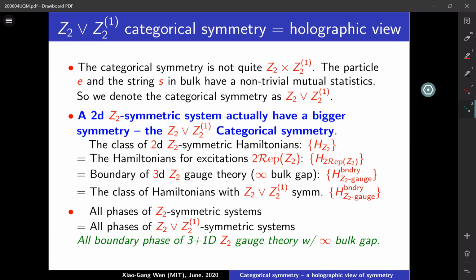So we have several different ways to look at this. We have a class of Hamiltonians specified by the Z2 symmetry. Or we can have a class of Hamiltonians describing excitations in this fusion 2-category. That's a categorical point of view. Or we can have a class of boundary excitations of a 3+1 dimension Z2 gauge theory. These are three classes of Hamiltonians, and they are all essentially the same. In particular, all the phases of the Z2 symmetric system correspond to all the phases of this Z2 categorical symmetry. That's another way to say that we can use the boundary of a 3D Z2 gauge theory to simulate all the phases of a Z2 symmetric system.